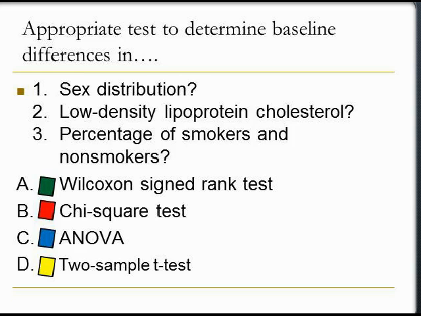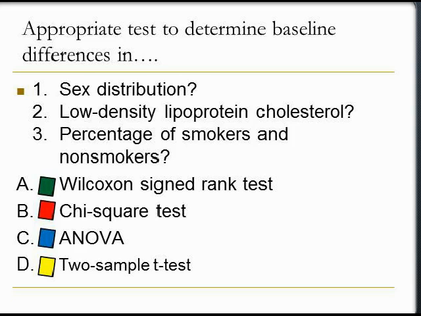Because with two groups, an ANOVA test is effectively identical to a two-sample t-test. But if D is on an exam, if somebody asked you this, you'd have to give credit for both C and D. But hopefully on an exam, we wouldn't be silly enough to give you two potential correct answers. What about the Wilcoxon signed rank test?